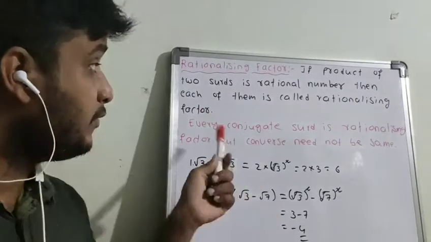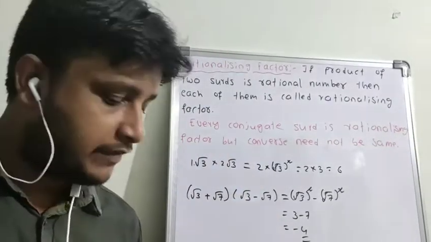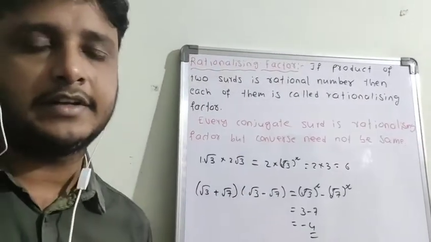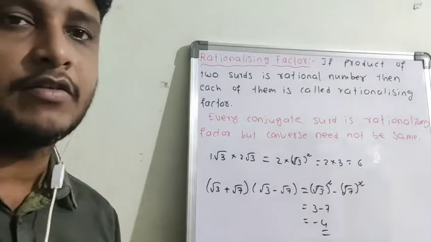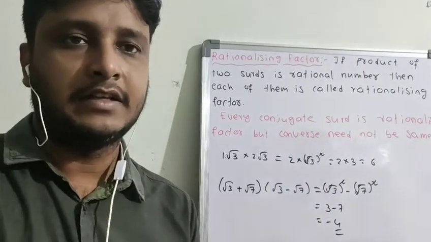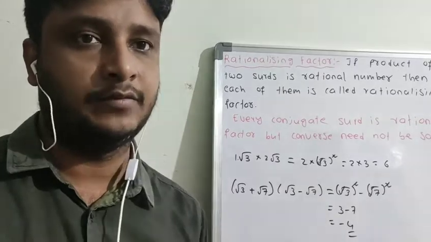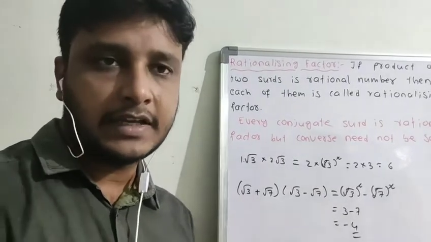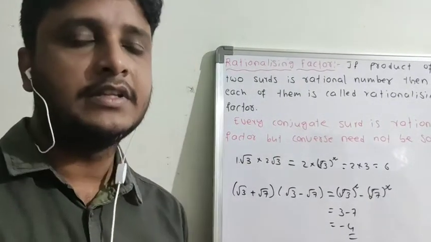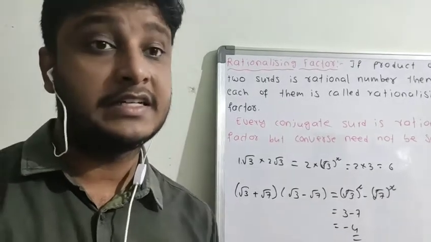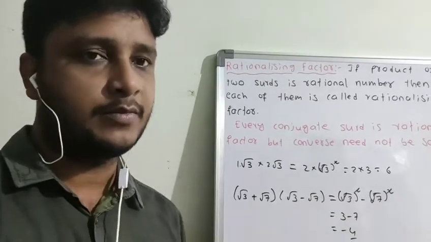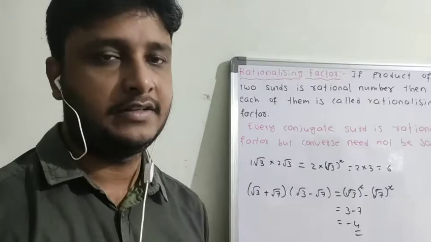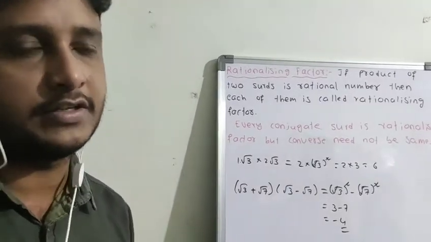This is very important for rationalizing the denominator. Whenever there is an irrational number in the denominator, we have to make it rational. That is called rationalizing. The process of converting irrational numbers into rational numbers is called rationalizing. So for that purpose we need rationalizing factors. It's a very important concept in calculations.